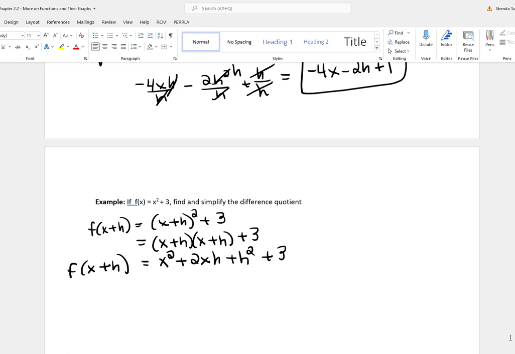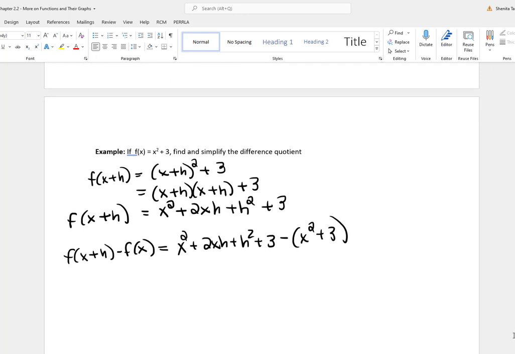So if you're confused on how I did that, just go back to the previous problem. Now we're going to take this and we're going to subtract off the original function. We're going to take x squared plus 2xh plus h squared plus 3. We're going to subtract off x squared plus 3. I put it in parentheses. So now let's go ahead and simplify this. This would be a minus x squared and this would be a minus 3.